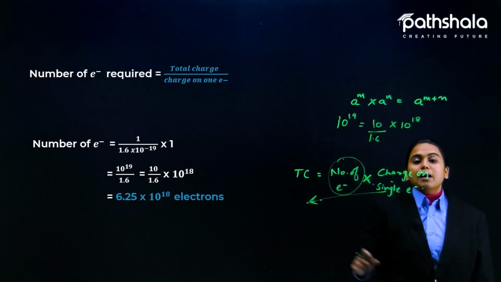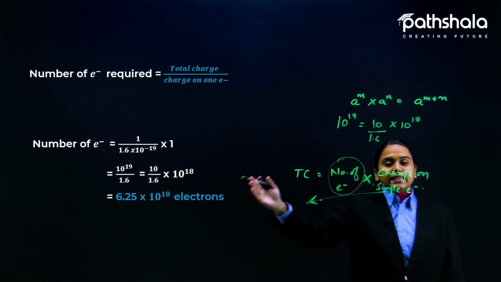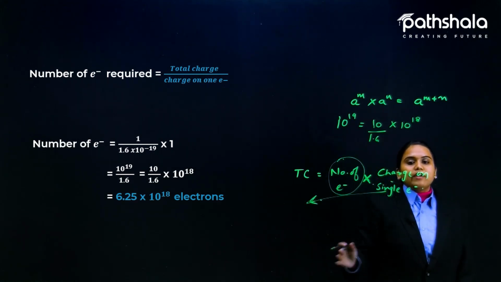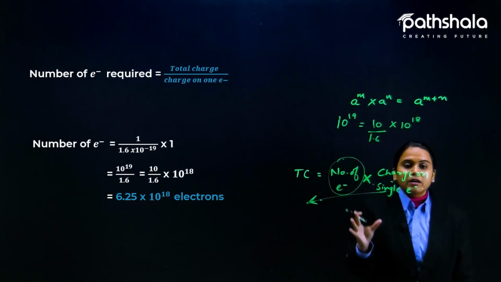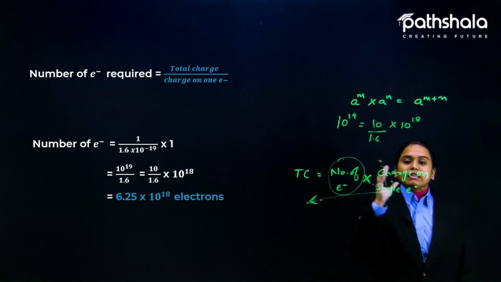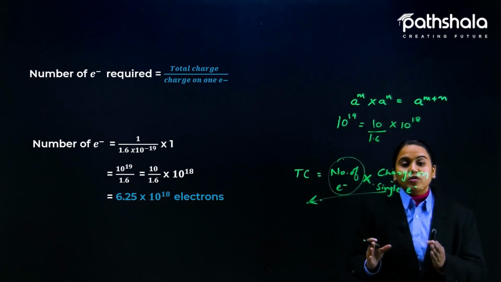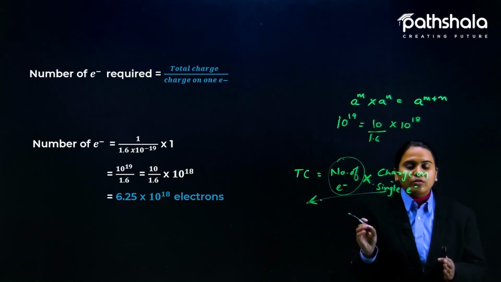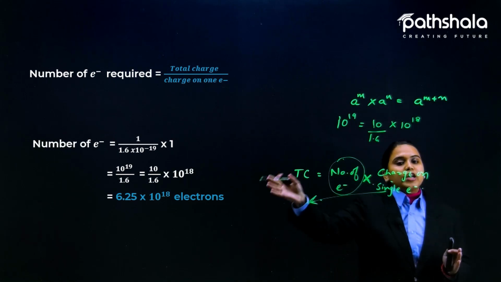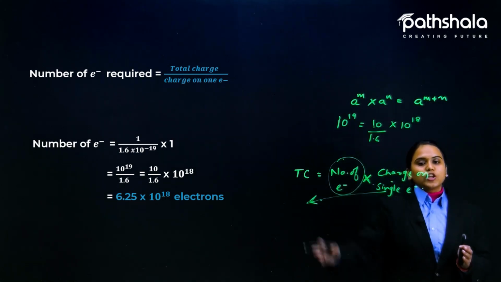So the number of electrons that we got is 6.25 multiplied by 10 to the power 18 electrons. I have told you now that too many charges are required to make 1 coulomb of charge, and 1 coulomb of charge is not a very small amount, it is a very big amount. So this is the number of charged particles that we require.